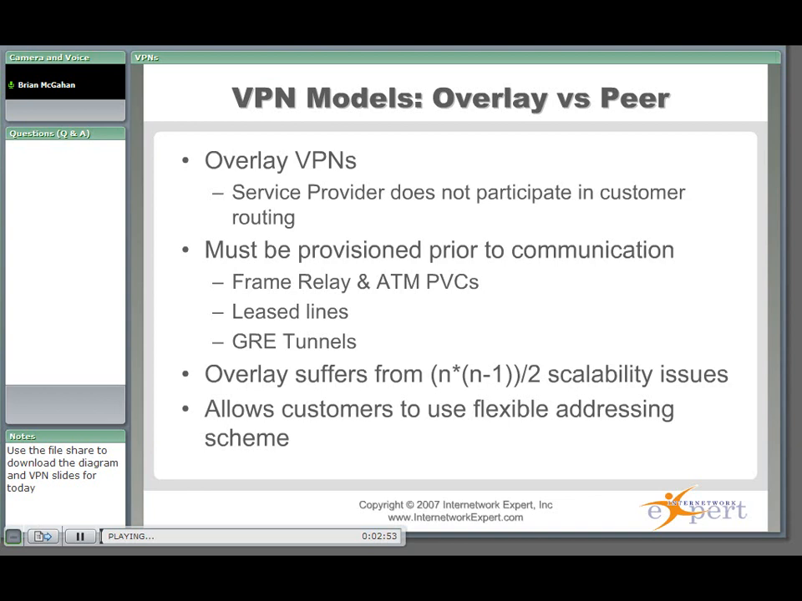Now, one of the advantages of an overlay VPN is since the customer is not participating in routing with the provider, it doesn't matter what addressing scheme they're using. Okay, so if you have a private frame relay network, you can go ahead and use RFC 1918 address space, which would be the 10 network or the 192.168 network. Or technically, you could actually use someone else's randomly chosen publicly routable address space.